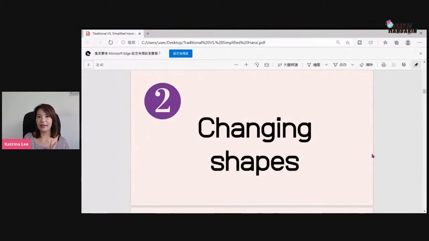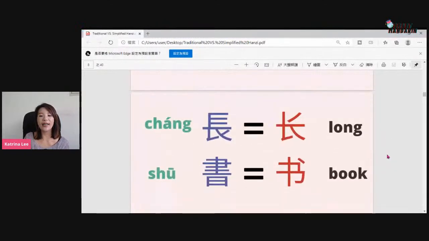Let's take a look at the second rule, how they change traditional to simplified. Changing shapes. This one is easier to understand. For example, the first one on the left is traditional, 长, meaning long. On the right side you see the simplified, that's also long, but they look very similar. They just change the shape, okay? And the next one is 书, book. The left side is traditional, and on the right side is simplified.